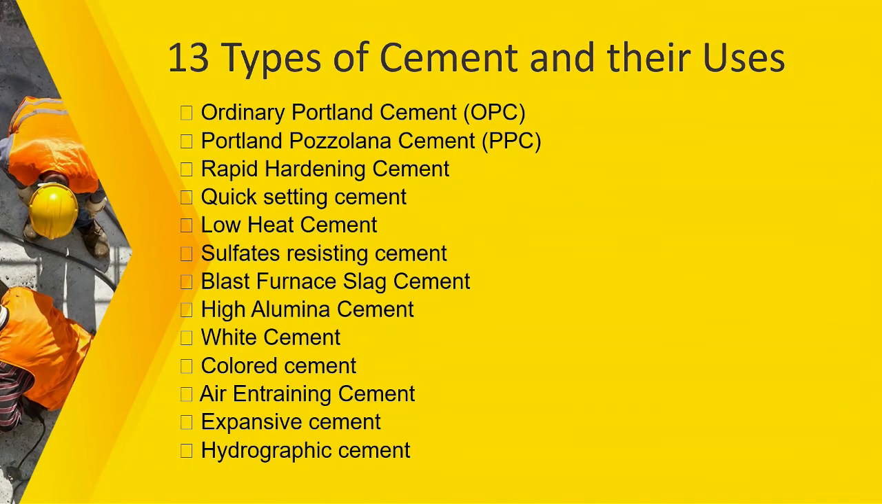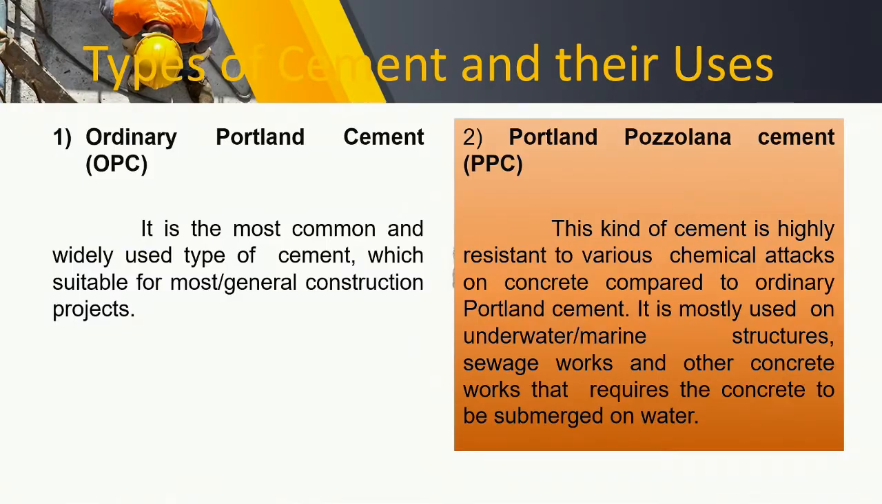So, meron tayong 13 types of cement and their uses. Number 1, ordinary Portland cement, or OPC. It is the most common and widely used type of cement which is suitable for most construction projects. The global production of this cement is on average of 3.8 million cubic meters.